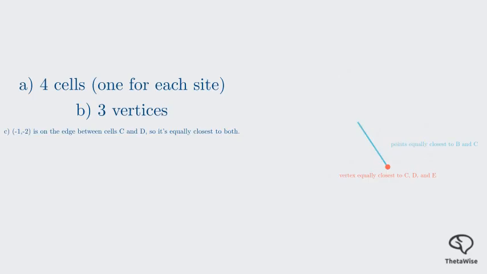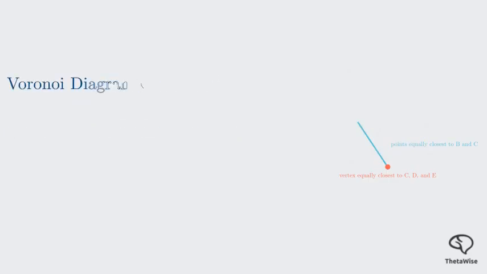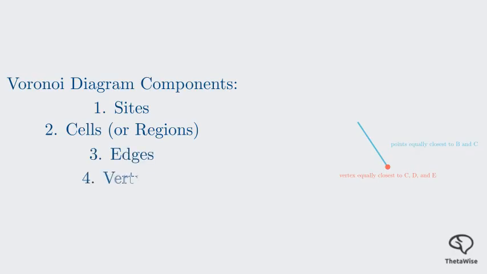To recap, we've broken down Voronoi diagrams into their key parts. You should now be able to identify sites, cells, edges, and vertices, and understand their fundamental properties, such as points on an edge being equidistant from 2 sites, and a vertex being equidistant from 3.